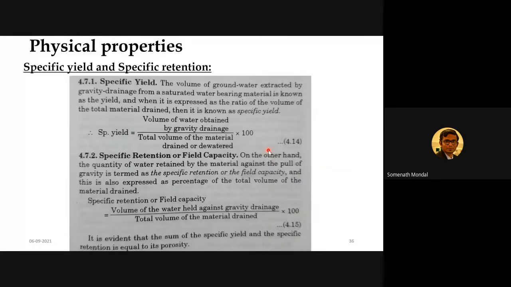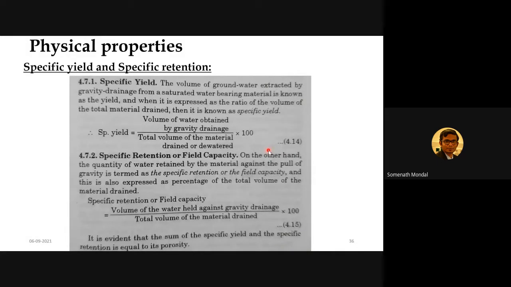Next is specific yield and specific retention. This is also very important, the specific yield and specific retention, because they are among the most important factors while talking about the physical properties of the formation. So what is specific yield?